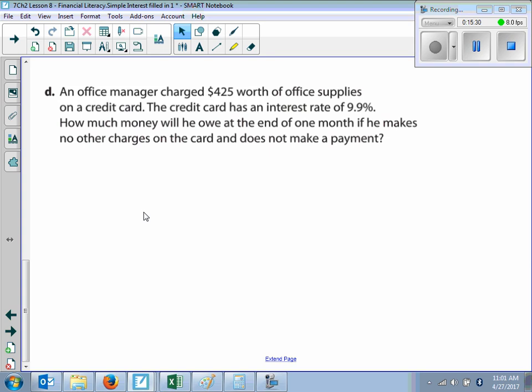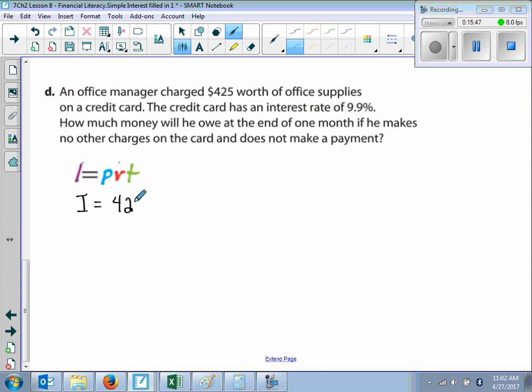So, first thing we're going to do again is write our formula. Interest equals PRT. So now we can substitute in. The interest is equal to the principal, which is 425, good. The interest rate is 9.9%, and don't forget you're going to move that decimal 2 places to the left and take away the percent sign. So what goes into my equation? 0.099. Perfect, 0.099. And then the time, T, where is it?